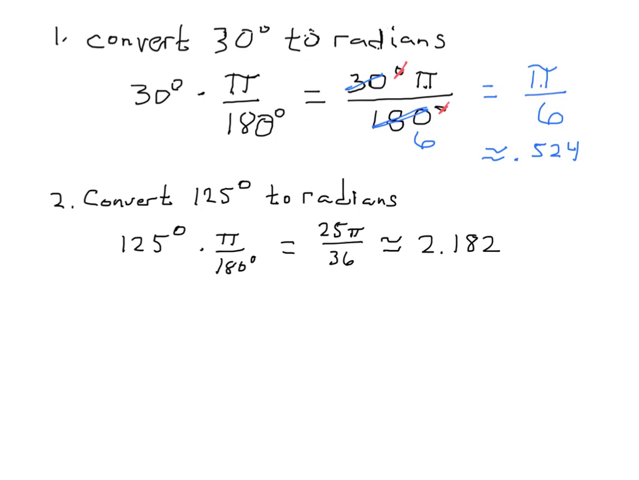Let's look at 125 degrees to radians. Same thing, 125 degrees times pi over 180 degrees. Well, when I put that all together and I reduce it, I end up with 25 pi over 36. That would be the exact answer. And if I put that into the calculator, I get about 2.182 in terms of radians.